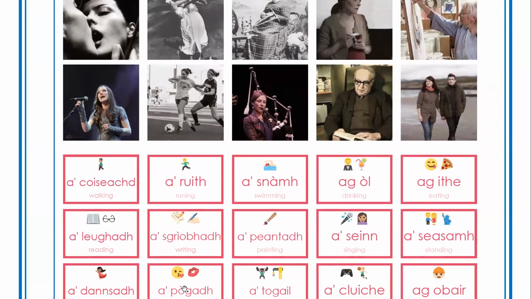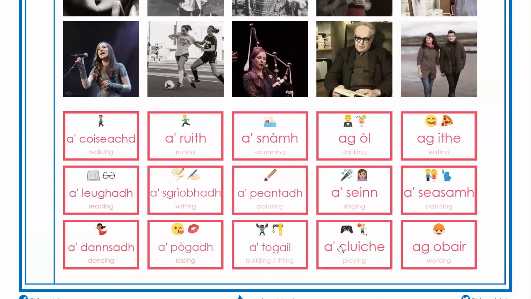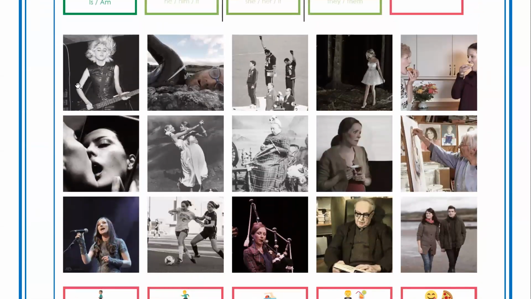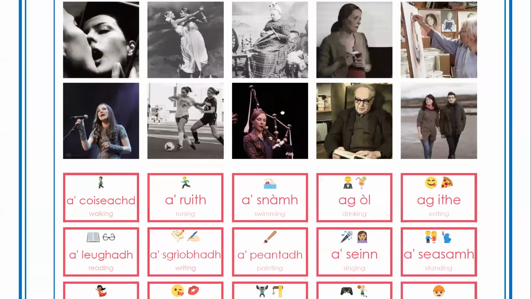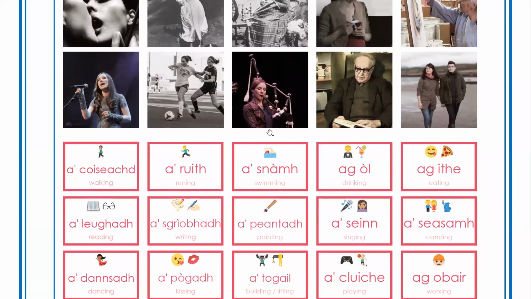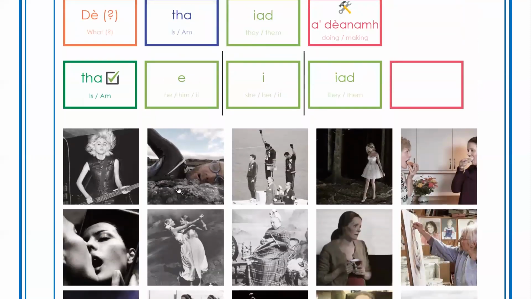So if we look at the verbal nouns, ha i a cloich. Je ha i a dèanamh. Ha i a cloich guitar. Then, je ha a dèanamh. Ha a snaf. He is swimming. Je ha a dèanamh. Ha a snaf.